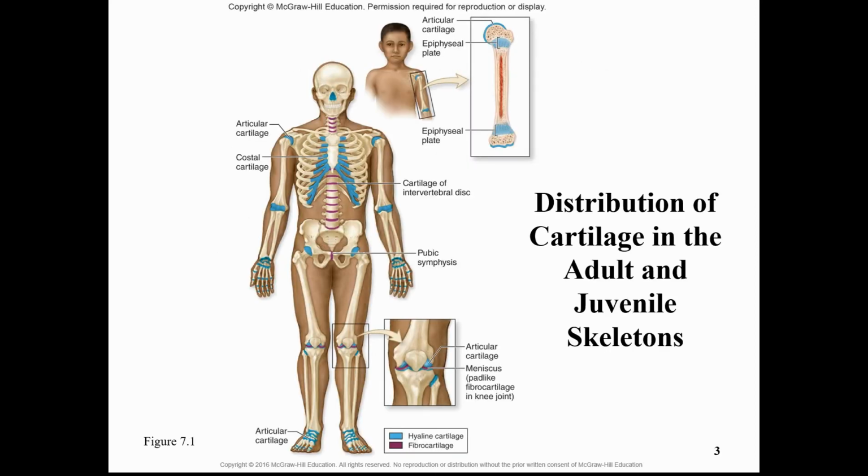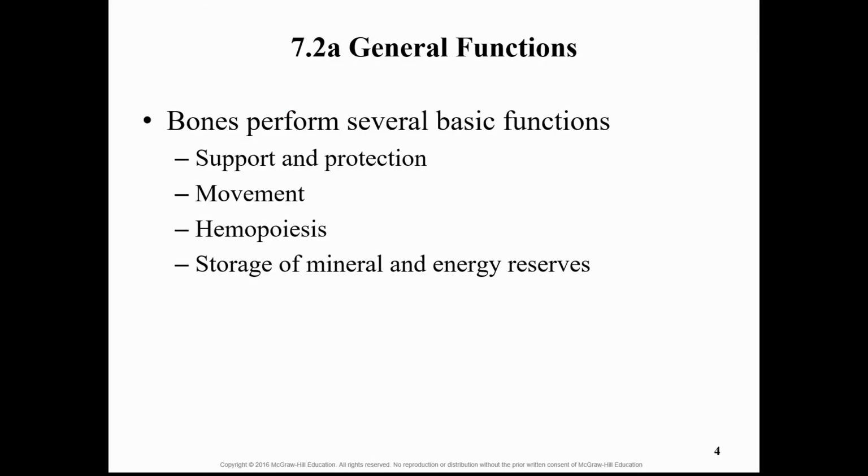We're going to start off talking about cartilage to talk about the skeletal system. So when we look at cartilage in an adult and cartilage in a child, children have a little bit more cartilage because their bones are still developing. We're going to make a cartilage model and then replace some of that cartilage with bone. So bones perform several basic functions: support and protection.